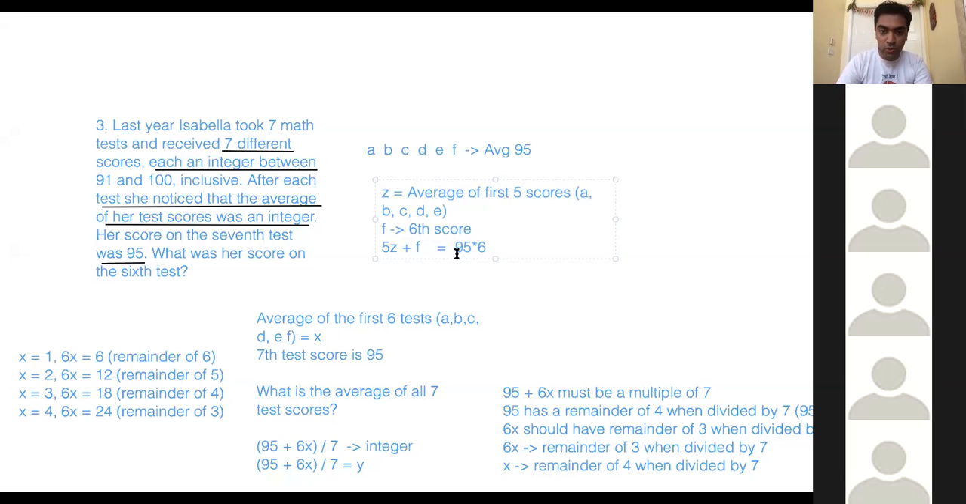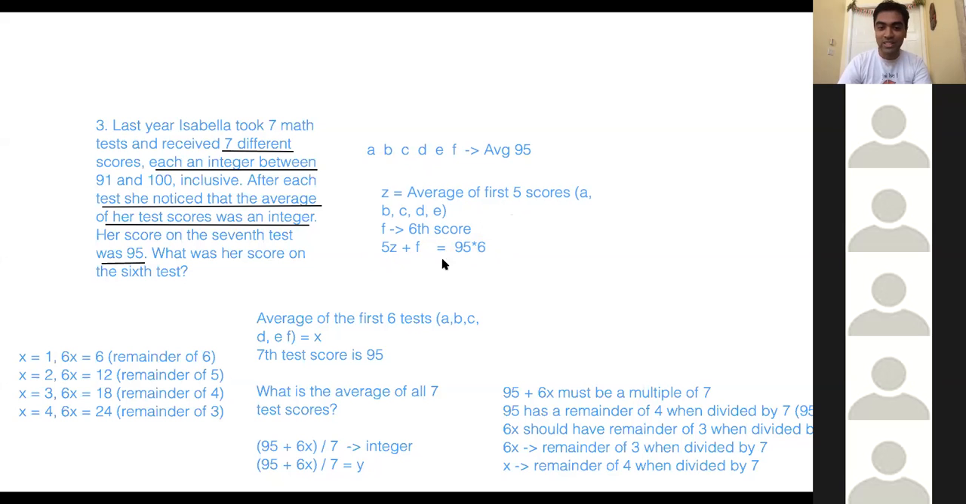So what we want to know is we know the total sum of these, A, B, C, D, E, F, add up to the average of 95 times the number of numbers. There's 6 here. So 95 times 6 is the right-hand side. And we know Z is the average of A, B, C, D, E. Z times 5 plus F is 95 times 6. Okay, and what do we want to know here? What is the question asking us for? What F is?